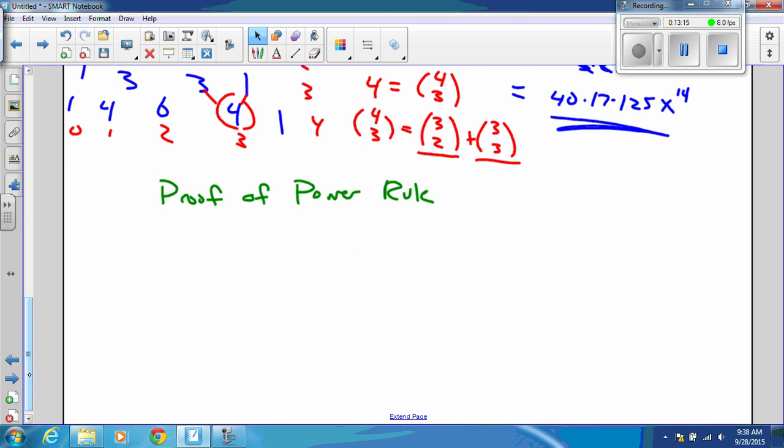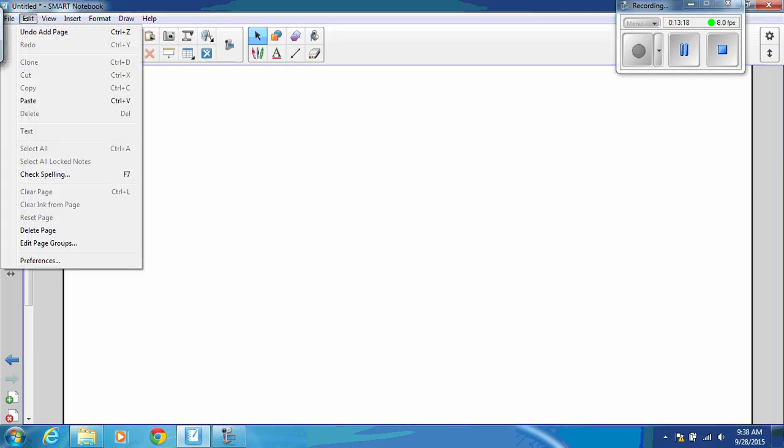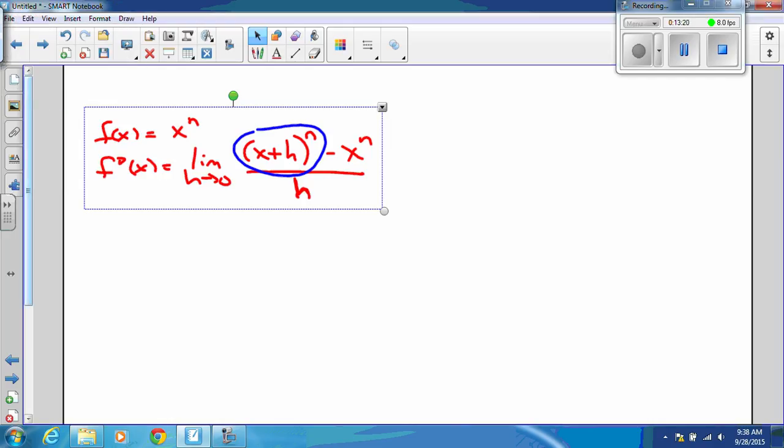Copy it. And put it on a new page. Paste it. There we go. And let's keep on going, writing out x plus h to the n in terms of the binomial theorem.